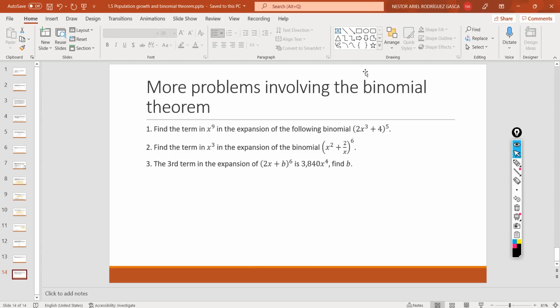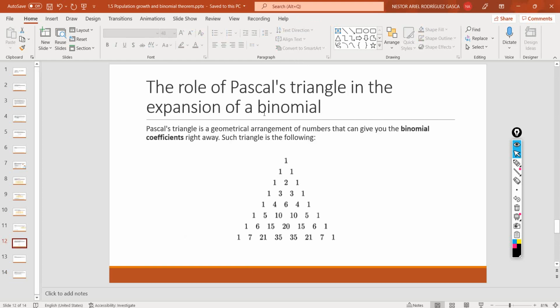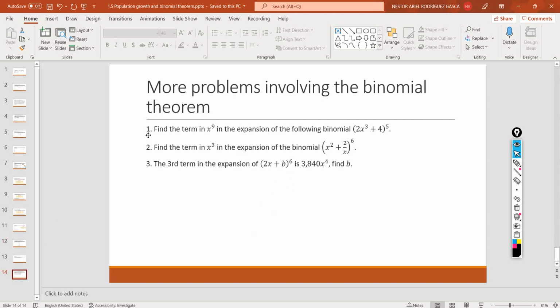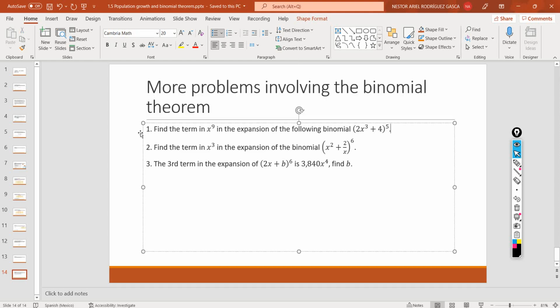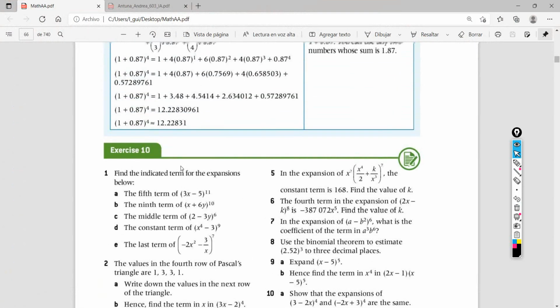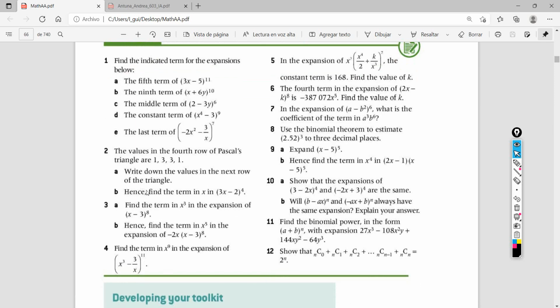Class. So now that we know what the binomial theorem is and the involvement of Pascal's triangle in the localization of the binomial coefficients, let's take a look at a few more problems involving the binomial theorem, which are a little bit more complicated. So pay attention to these problems, because in this exercise in the book, exercise 1.0, these problems revolve around these ideas that I'm going to show you next. So let's take a look at this.